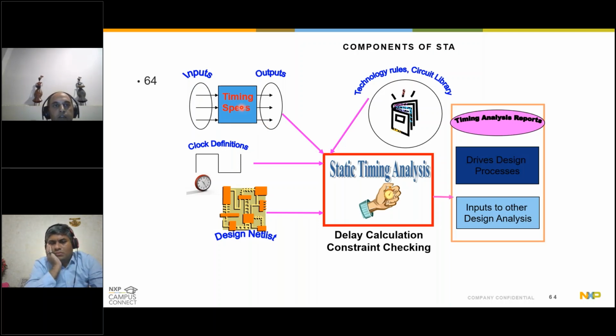Similarly, when signals are interacting from one physical partition to another physical partition inside the chip, again we will define the input and output timing constraints so that everything adds up together and makes one clock cycle. So we'll define the clock cycles. In complex SoCs, clocking definitions could really be very complex. This is a design netlist, which is the gate level netlist after your routing is done. And then your technology rules and circuit library define how much delay will be consumed when any standard cell makes a transition from state A to state B.